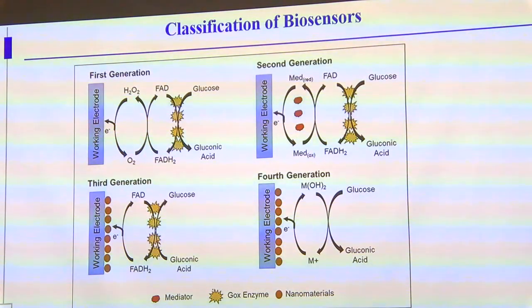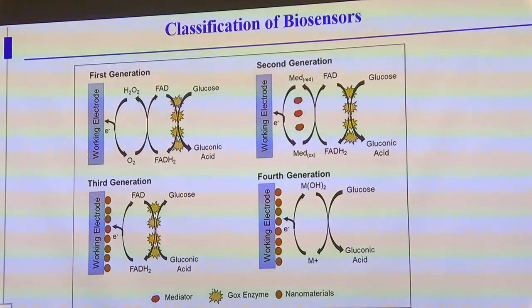In the second case, you are eliminating this mediator. When you go from the second step to the third step, the mediator is eliminated. And when you go from the third step to the fourth step, the enzyme is also eliminated. So it's very straightforward. Simply, you are simplifying your glucose sensing device. The fewer components you have, the better you can get. It's a very basic thing.